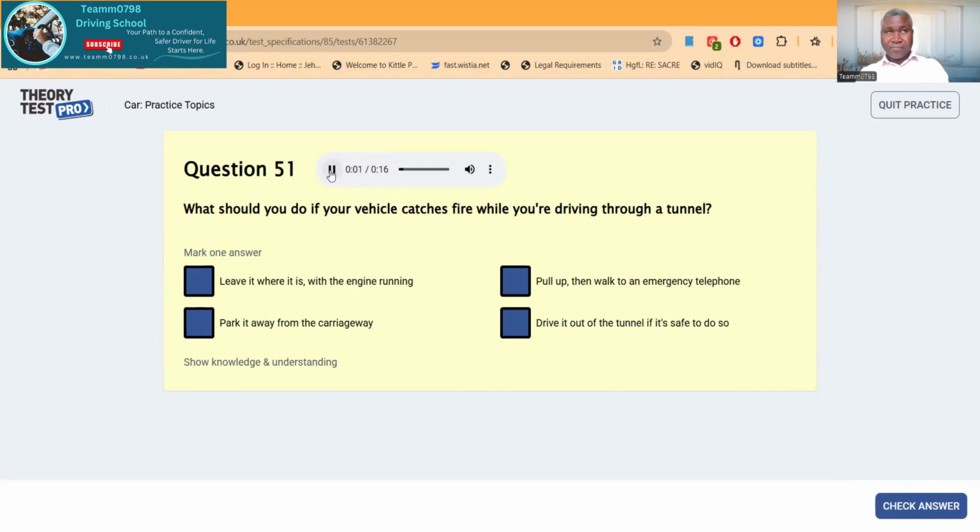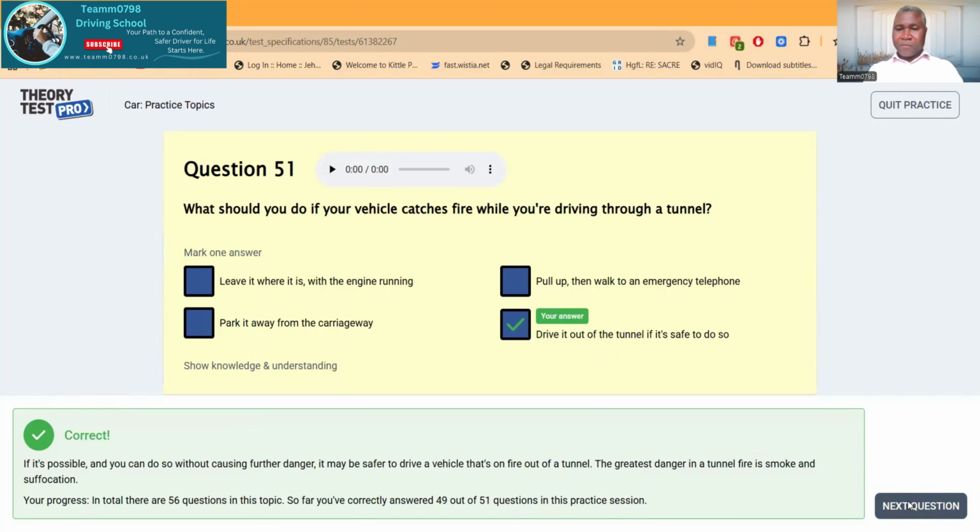What should you do if your vehicle catches fire while you're driving through a tunnel? Leave it where it is, with the engine running. Pull up, then walk to an emergency telephone. Park it away from the carriageway. Drive it out of the tunnel if it's safe to do so. Yeah, drive it out of the tunnel if it's safe to do so. If it's safe to do so, that's a key word, okay? If it's not safe, just leave it there and go, okay?